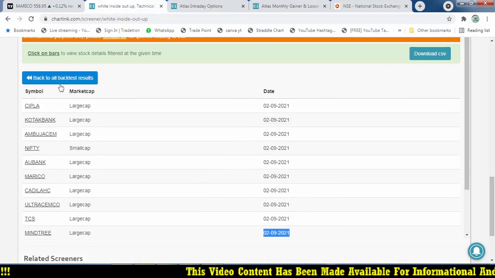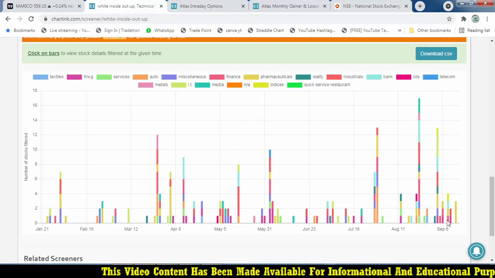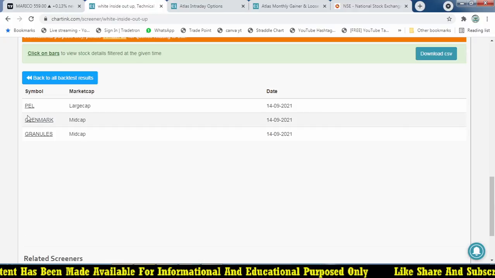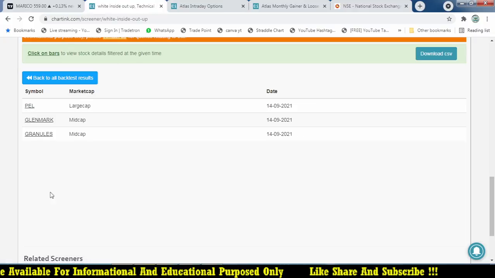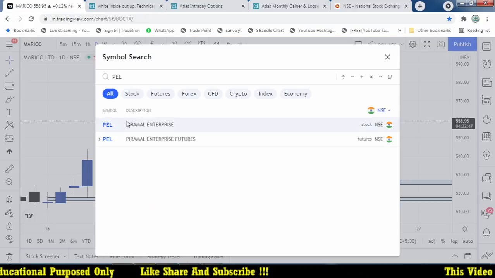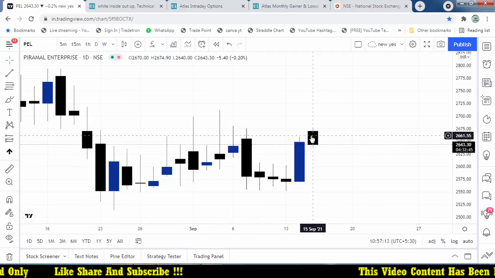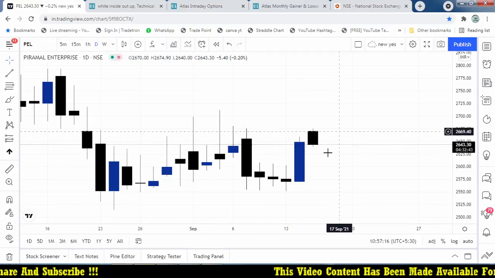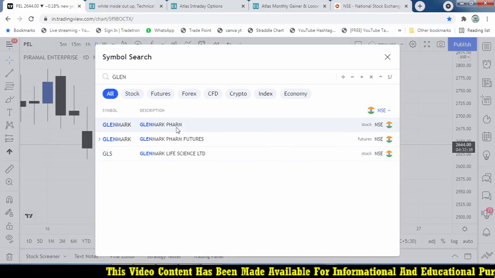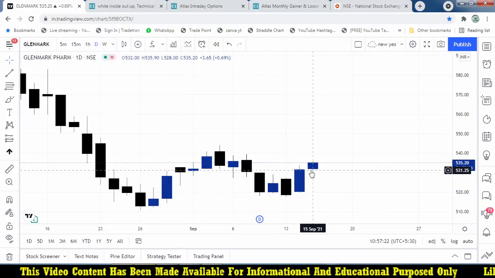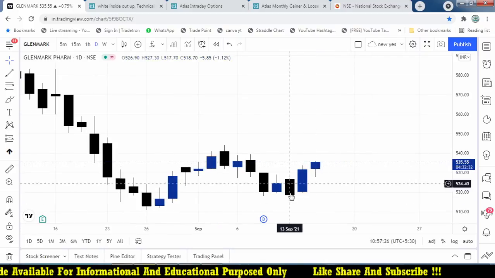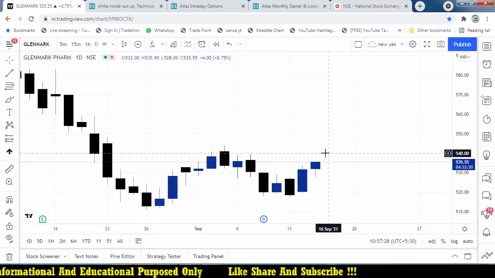So a lot of stocks, and recently also I found some stocks the day before, that is yesterday, 14th September. I think Glenmark, Granules, PEL, these are the stocks which formed the pattern. Let's check what happened. PEL, Glenmark. PEL was not giving a breakout opportunity because it started higher and kept moving. And Glenmark is going up. I think I got some messages. Yes, now you see that Glenmark has broken that level. It has broken out of that level, so there is an opportunity.